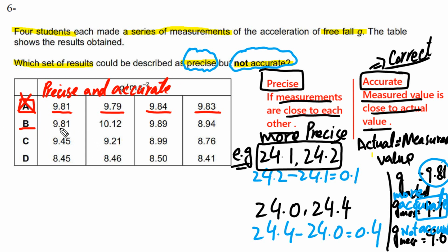If we look at option B now, you can see the first one is 9.81. This one, 12.12, is greater, but this is 9.89, still close to 9.81, and this is 8.94. So this is exactly 9.81, but these values are greater than 9.81. So overall the result will be greater than 9.81, but still close to 9.81. So we can say that this is accurate as compared with the others. And as the values are away from each other, you can see the difference between 10.12 and the smallest one, 9.81, we can say it is not precise. So it can be accurate, but it is not precise.